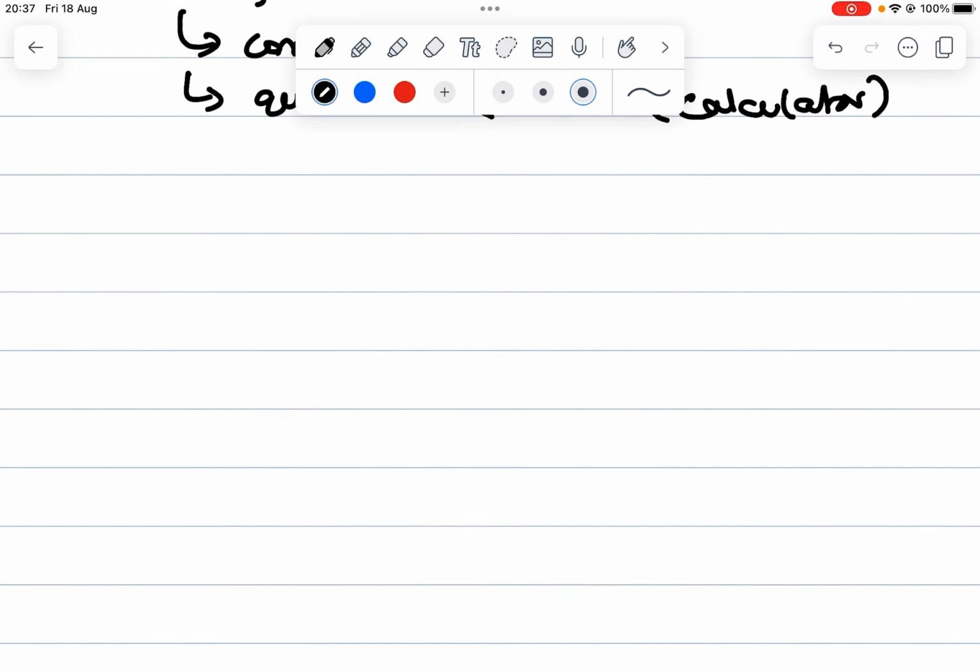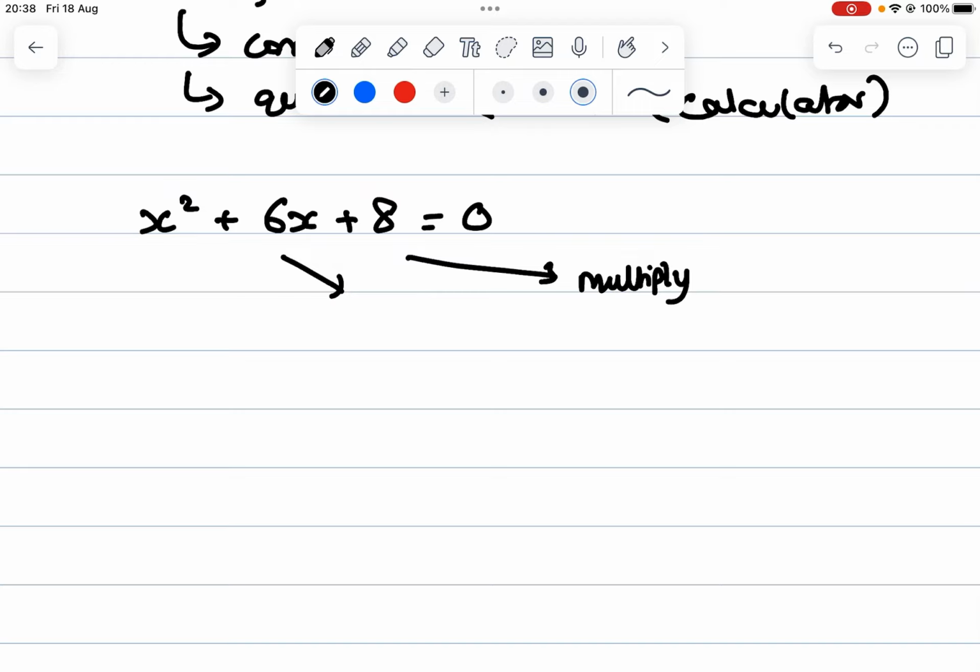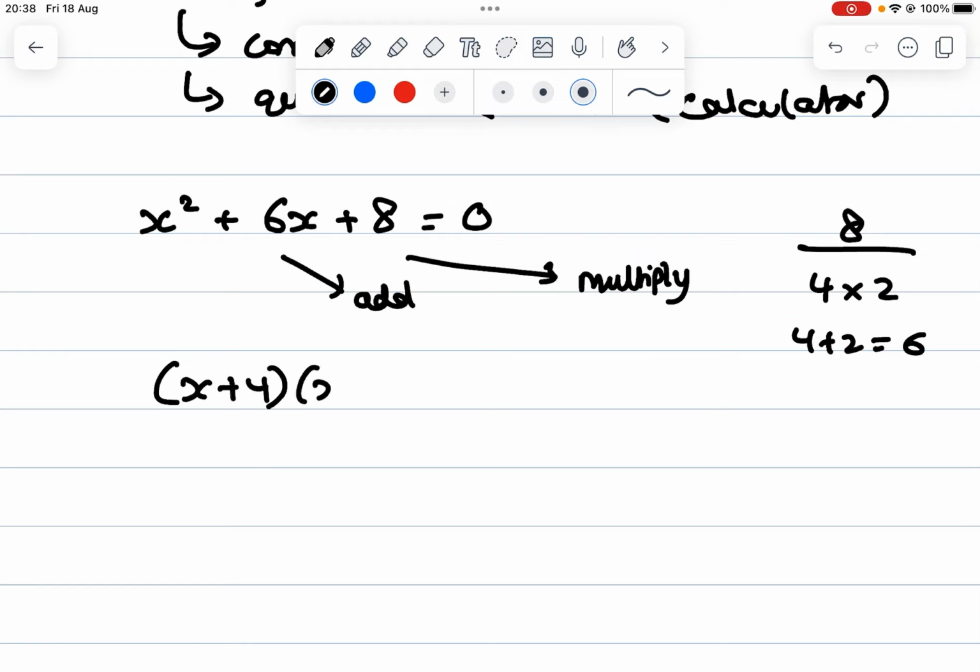Let's start with factorizing. The method is to find something that multiplies to get 8 and adds to get 6. So 8 can be made by 4 times 2, and 4 plus 2 equals 6. So I write x plus 4, x plus 2 equals 0. You can expand it and check if the answer is correct. X equals minus 4, x equals minus 2.